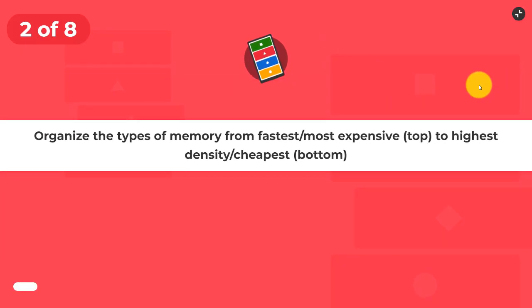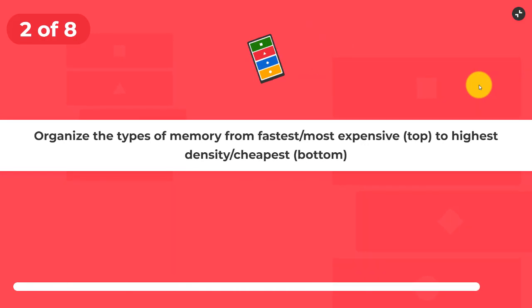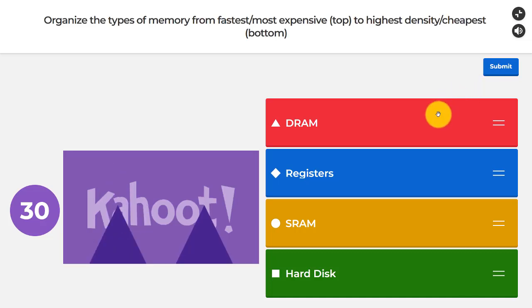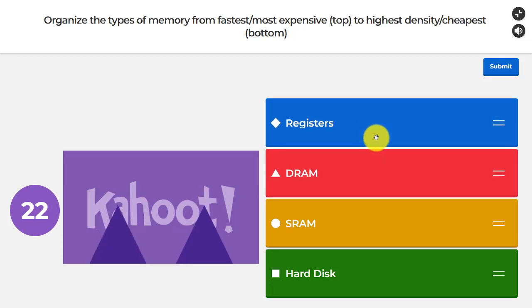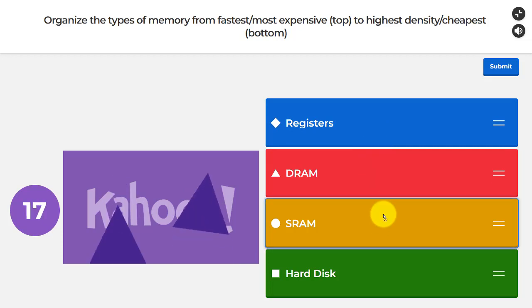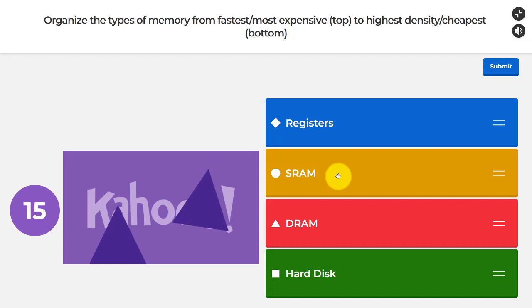Our second question, we have a puzzle. Organize the types of memories from fastest or most expensive at the top to highest density or cheapest at the bottom. So fastest, most expensive, I will say that has to be the registers that we discussed, out of standard logic and so forth. The next fastest is the embedded memories, the SRAM. But it's also the second most expensive because from about 30 transistors it goes down to 6, but that's still 6 transistors. The next fastest is going to be DRAM, which is off-chip and 1 transistor, and the cheapest really is going to be a magnetic hard disk.